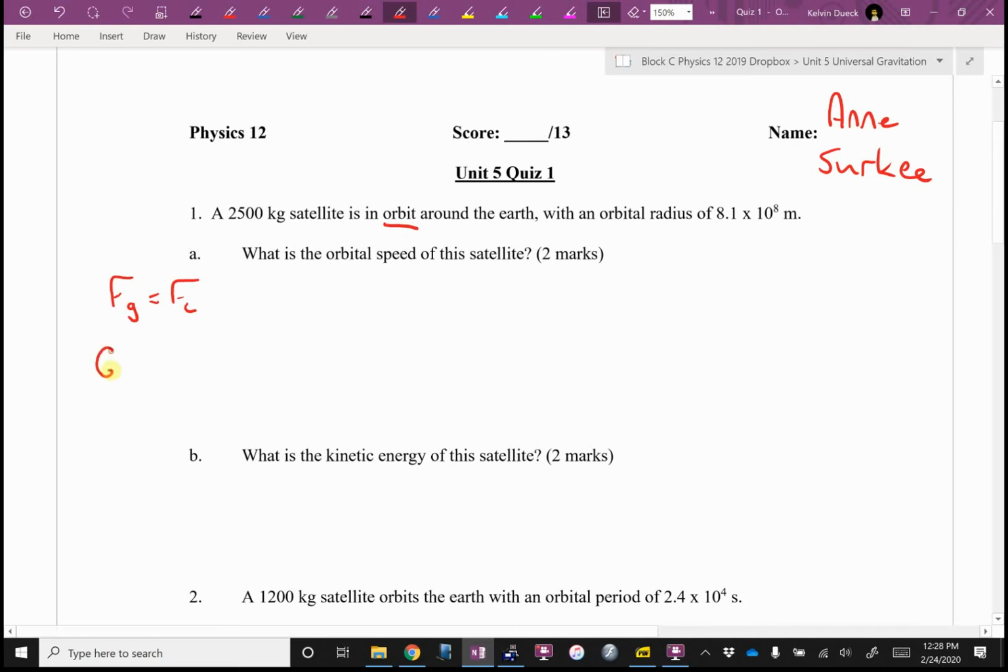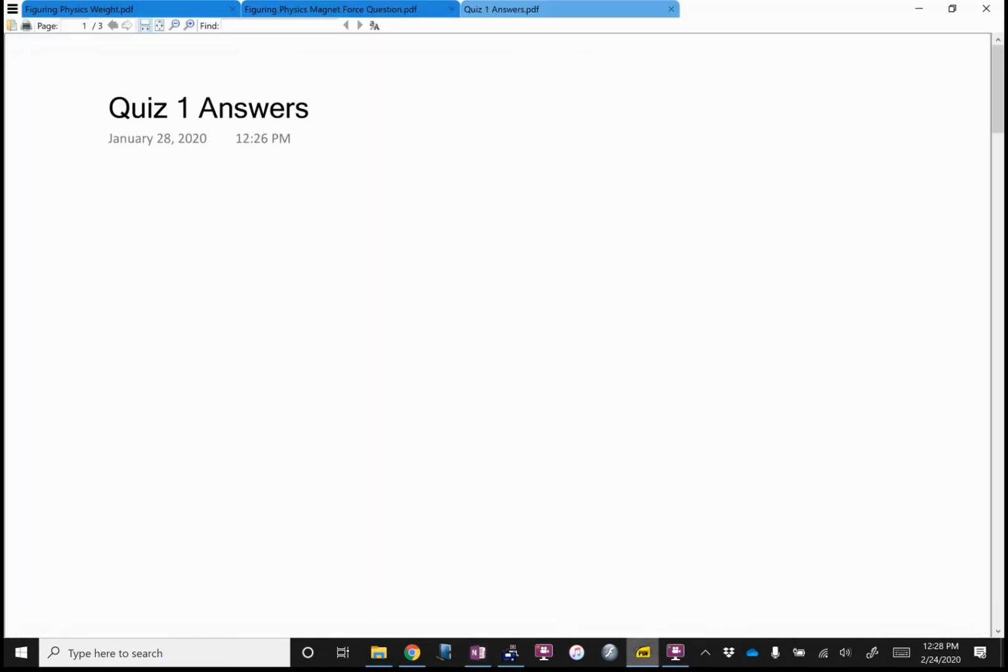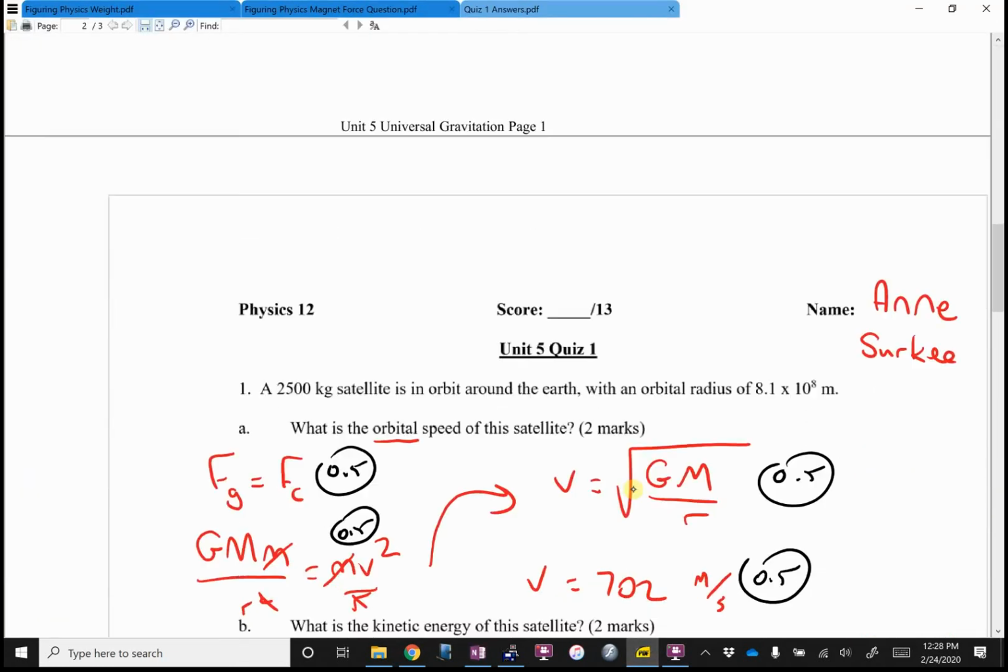Here, I can say big G, big M, little m over r squared equals, since they're talking about speed, mv squared over r. M cancels. One of the r's cancels. How do I get rid of a v squared? Square root. They gave me this as an orbital radius. It's measured from the center of the planet, so I don't need to add the radius of the Earth to it. When I did that very, very carefully, did you all get 702 meters per second?